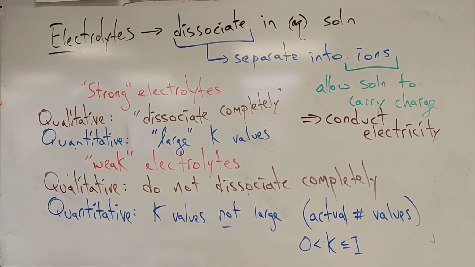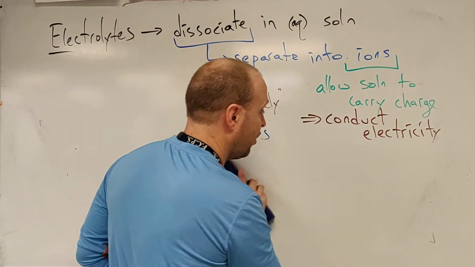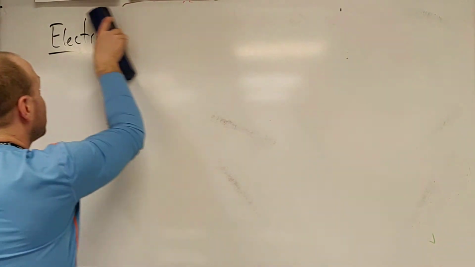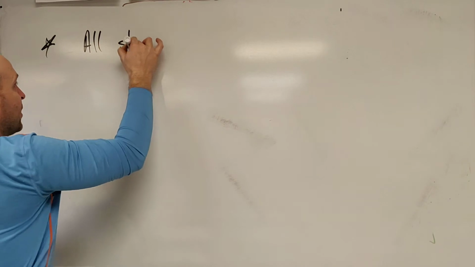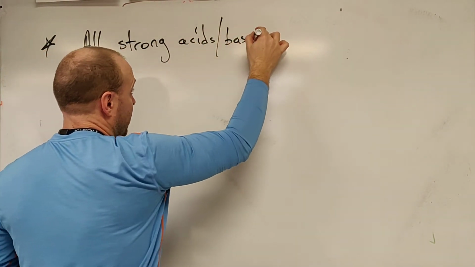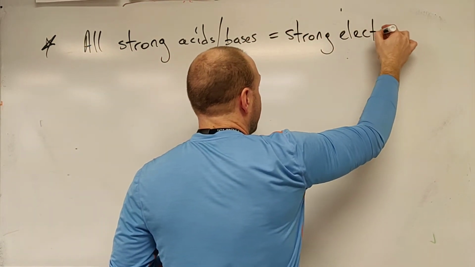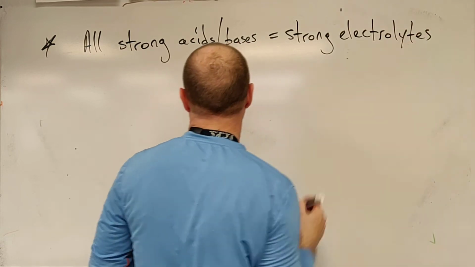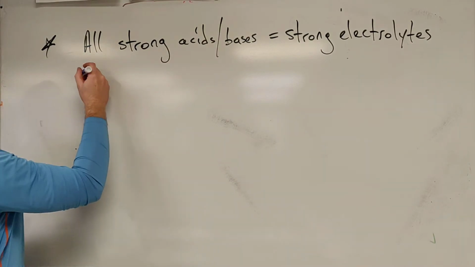Now, why do we care about these words, strong electrolytes and weak electrolytes? Because acids and bases are electrolytes. In fact, all strong acids and bases are strong electrolytes, and all weak acids and bases are weak electrolytes.